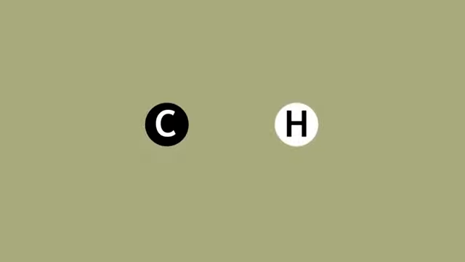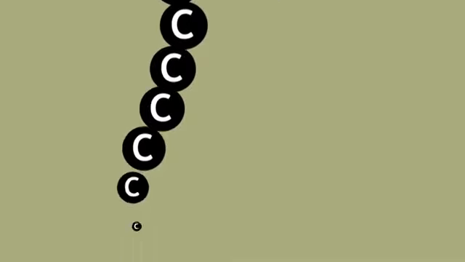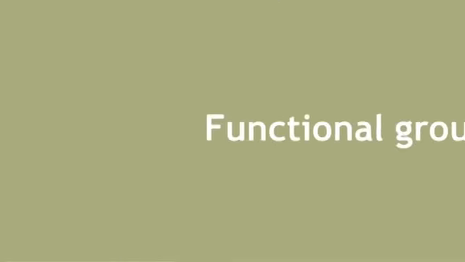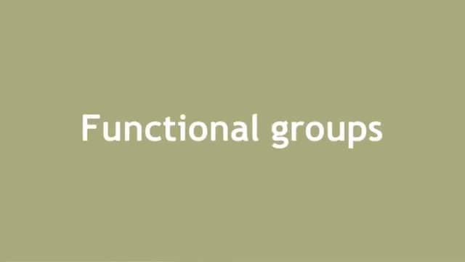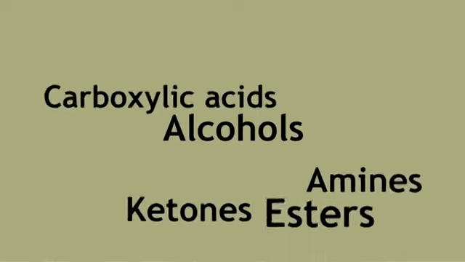As we have already discussed, hydrocarbons are molecules containing only carbon and hydrogen atoms. However, the study of organic chemistry includes any molecule with a carbon backbone. Functional groups are groups of atoms which give molecules similar properties. There are many different functional groups.